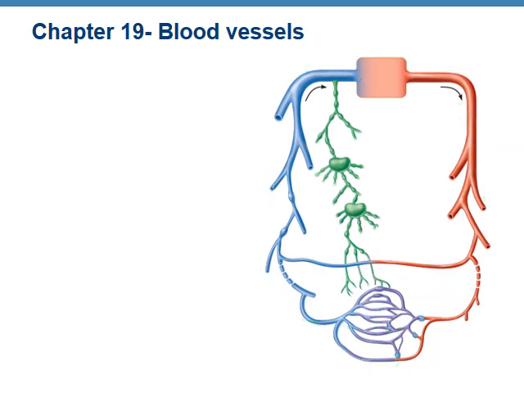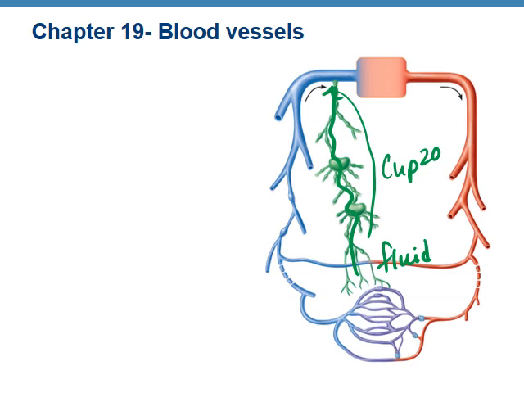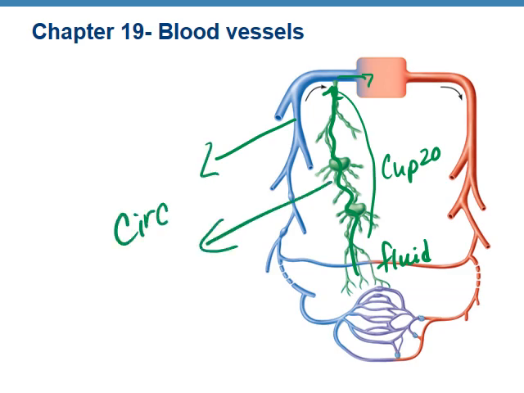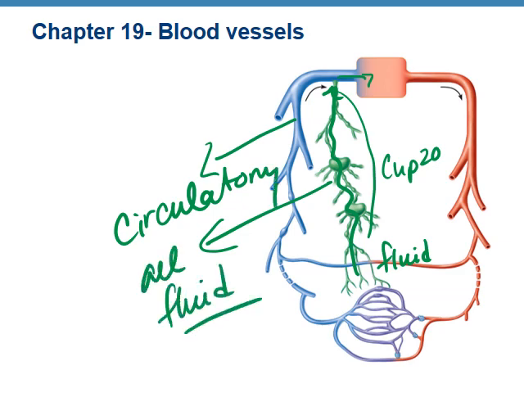There's another process here that we'll talk about in chapter 20, and this is your lymphatic system. So there is some fluid that's picked up by your lymphatics and cleaned before we drop it back in the heart. So usually people will call the blood vessels and the lymphatic circulatory. So it's all the fluid that's returning back to the heart.